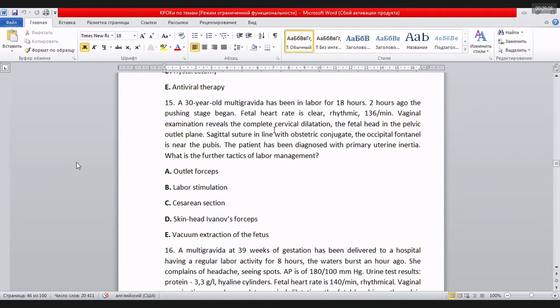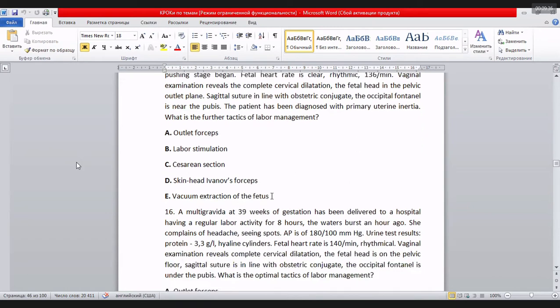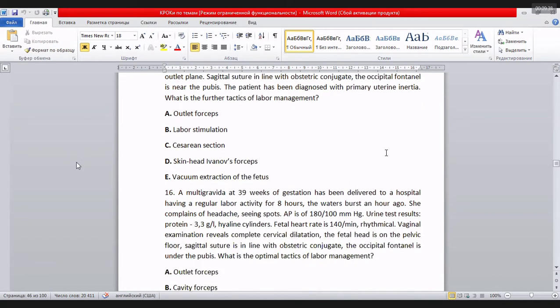In this case, prolonged labor occupies a lot of time and needs stimulation of labor. Cesarean section is impossible, skin head Ivanov is not used today, and vacuum extraction of the fetus may be possible. But if you have vacuum extraction and outlet forceps, you choose forceps, because vacuum extraction in our countries is not so popular, but it is also a right answer, I want to say.